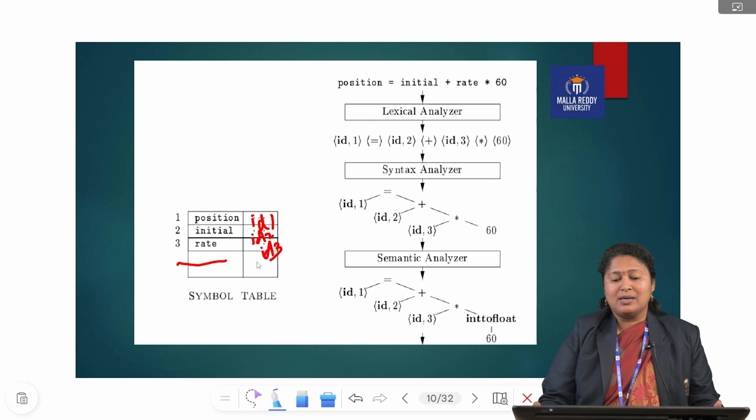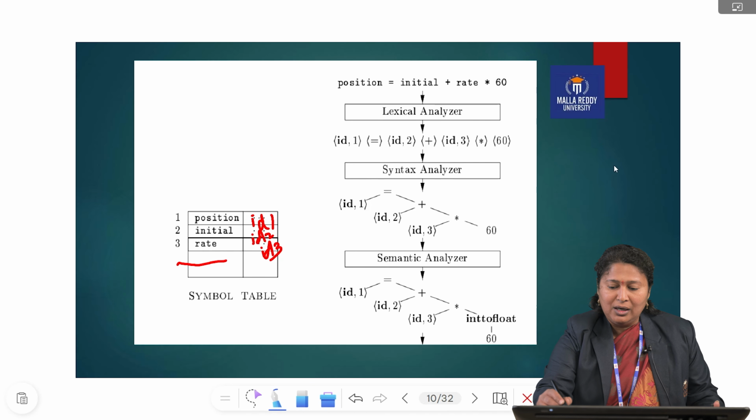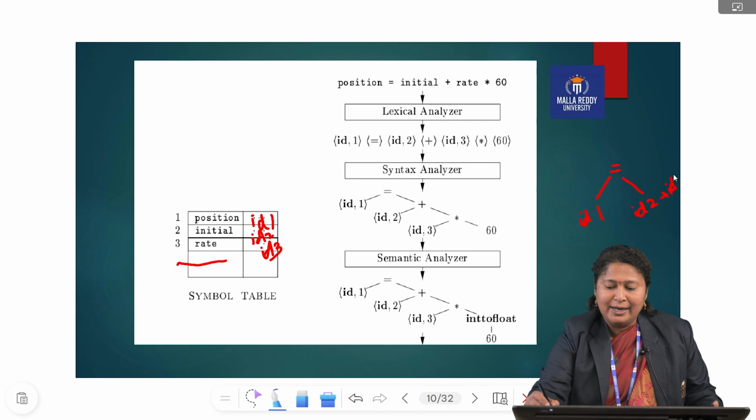Now the duty of the syntax analyzer is to form a parse tree. It will check whether the grammar is correct or not. First it will convert the input string into a parse tree. So it breaks at the operators. Here first it is breaking at equal to, next at plus, and next at star. At equal to, it will take the left side expression as ID1, and the right side expression it will take completely as ID2 plus ID3 into 60. It takes it in that way.